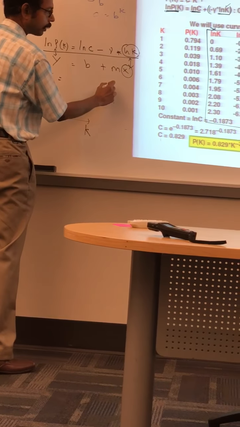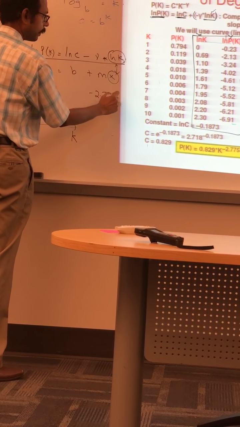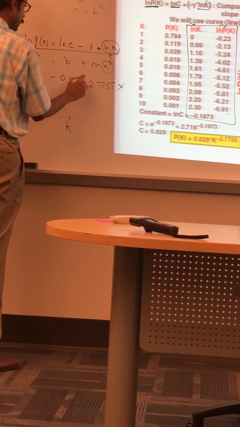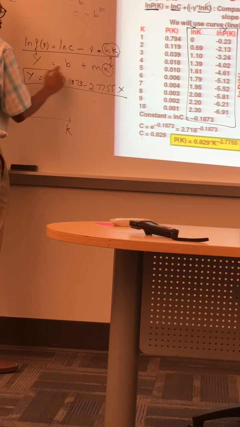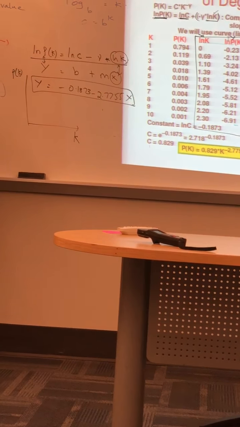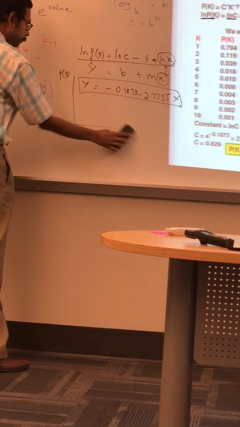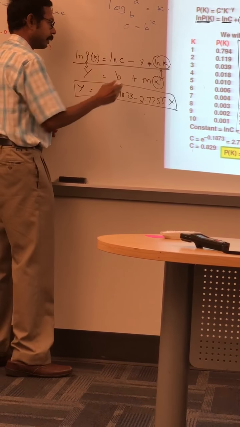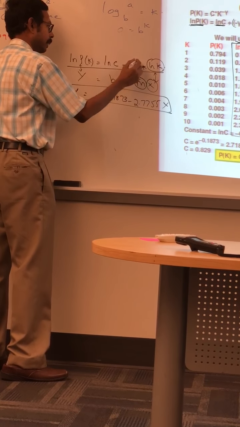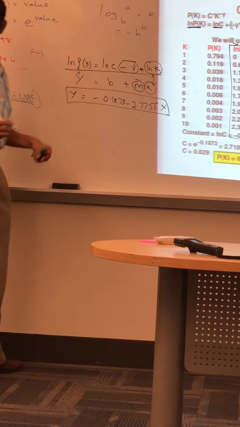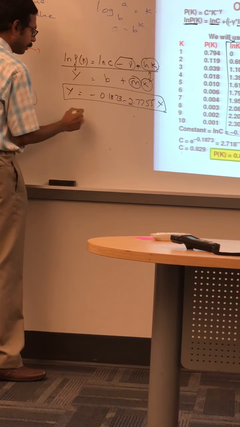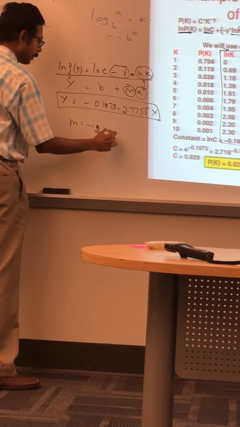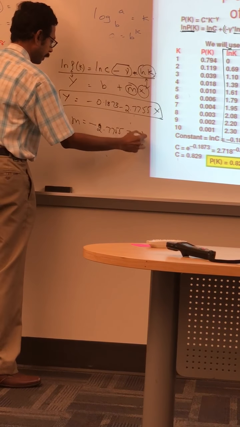negative 2.7755x minus 0.1873. So that's what it displays. So from this, what can we say about the slope? So the slope is here m, which is negative gamma, right? So the slope we get from this equation is minus 2.7755, and that is negative gamma.